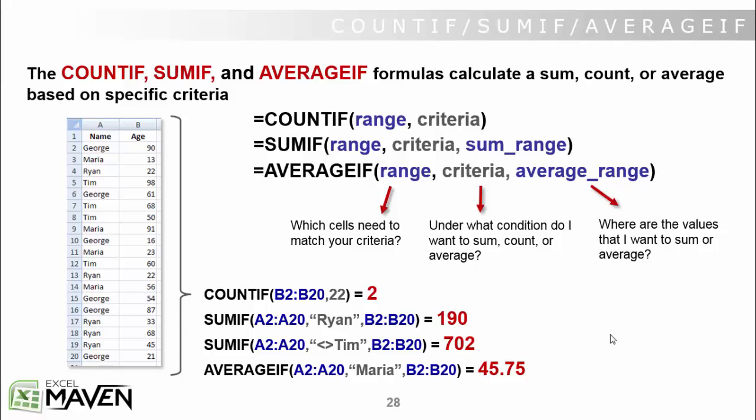All right, now we're getting into the really good stuff. COUNTIFS, SUMIF, AVERAGEIFS. This is where we're starting to build formulas that really open the door to let us create some really cool, powerful, dynamic things in Excel. So right now we're looking at COUNTIF, SUMIF, and AVERAGEIF. And I'm going to skip this slide, and I'll tell you why.